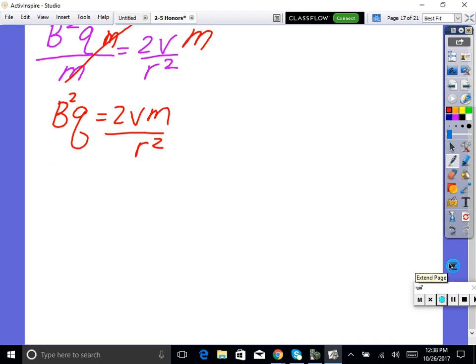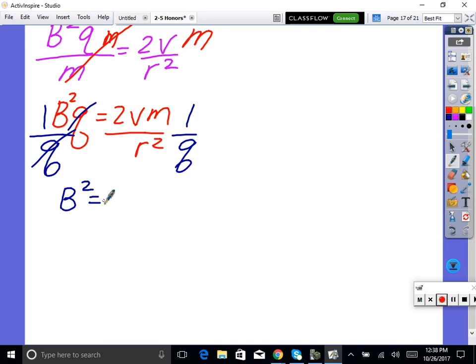Now, what I want you to get in the habit of, guys, this is going to be really helpful for you. In your brain, dividing by fractions is nice and ugly. Shouldn't I more beautifully think of this as times by 1 over q? Does everybody see how that takes care of q? Much prettier. Okay, so we would have b squared equals, now can I multiply straight across? 2vm divided by r squared q.